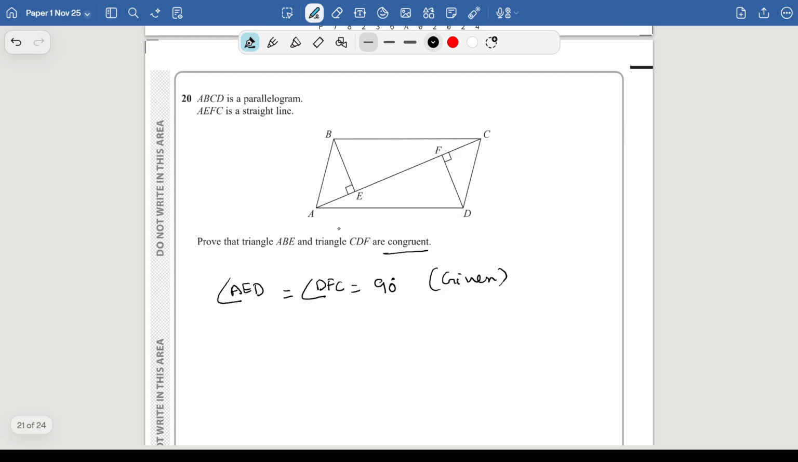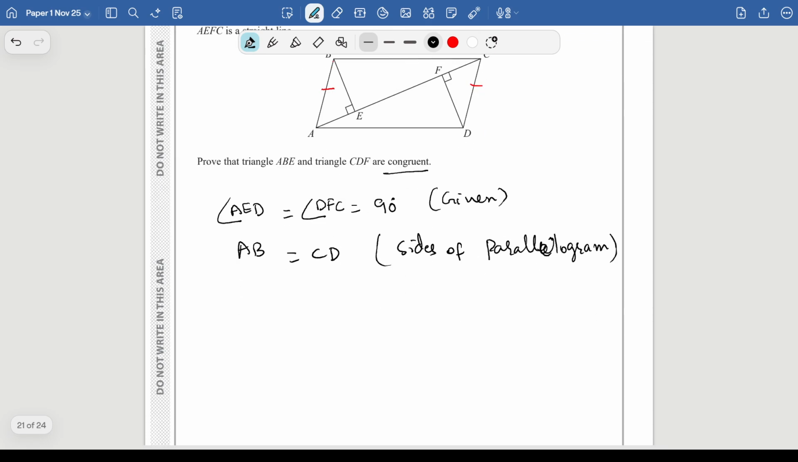Also, because it's a parallelogram, this side is equal to this side. The opposite sides are equal. So AB equals CD. So the side AB equals the side CD. They are sides of the parallelogram. Just bear with my handwriting. It's not very good.